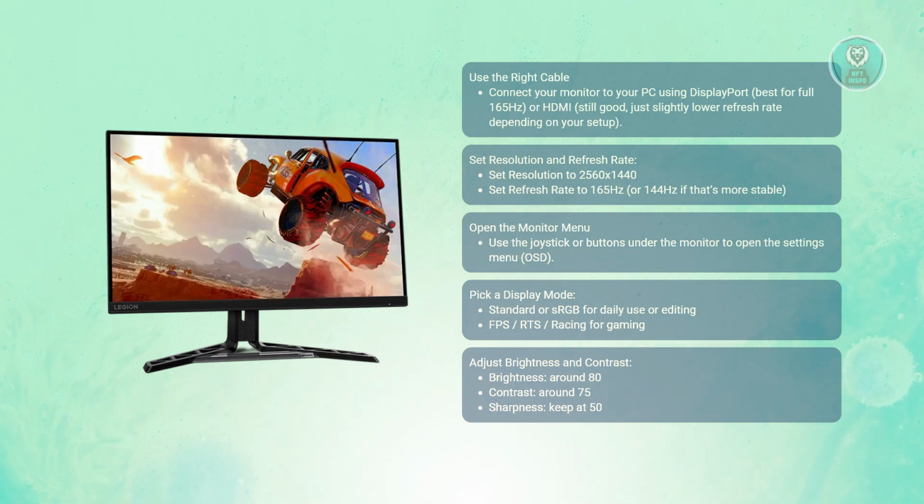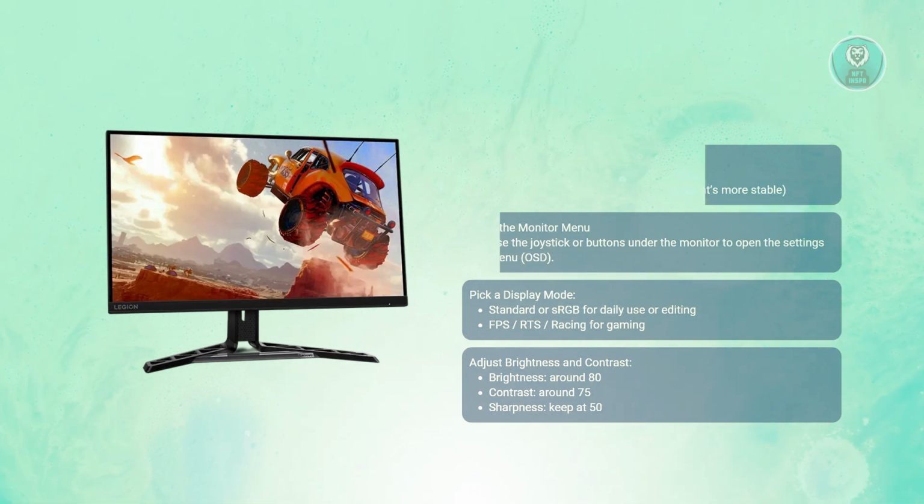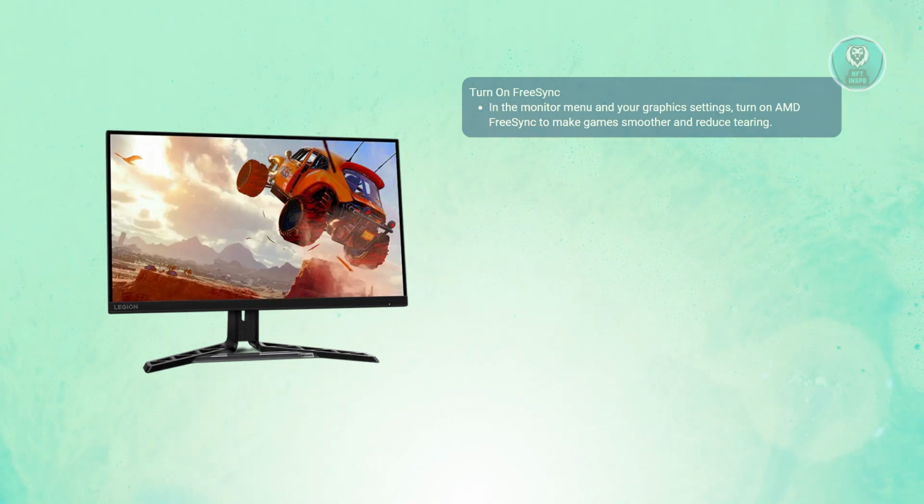Also, you may want to turn on AMD FreeSync if it's supported. If your graphics card supports AMD FreeSync, turn it on in the monitor's gaming or display settings and also enable it in your GPU control panel, which is AMD Radeon or NVIDIA G-Sync compatible. This helps eliminate screen tearing and stuttering during gameplay.